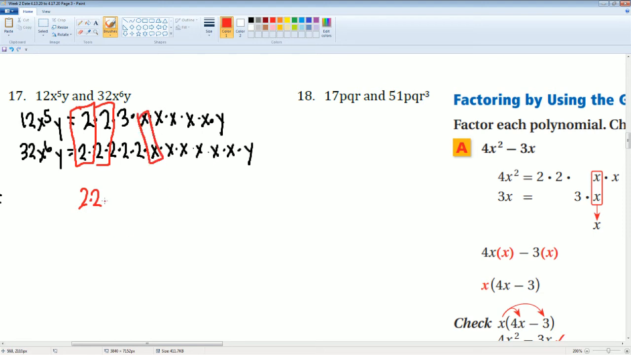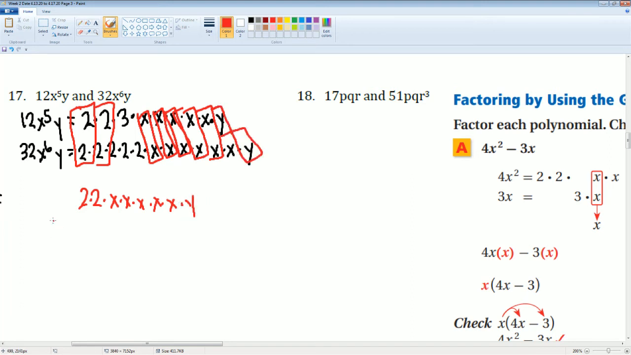S. Times x. Then we have another one here. Times x. Then we have another one here. X. Another one here. Right? These are all what they have in common. Then we have another one here. So they have 1, 2, 3, 4, 5 x's in common. And they have this y and this y and 1 y.